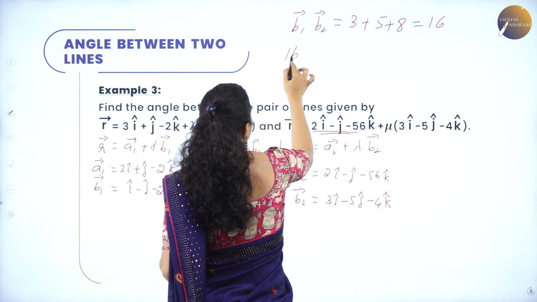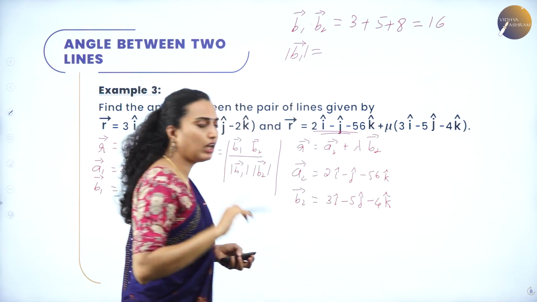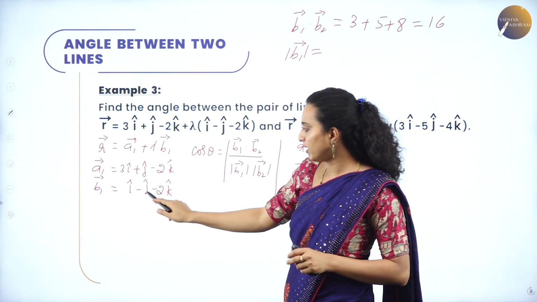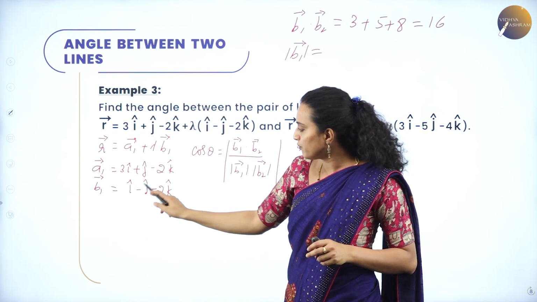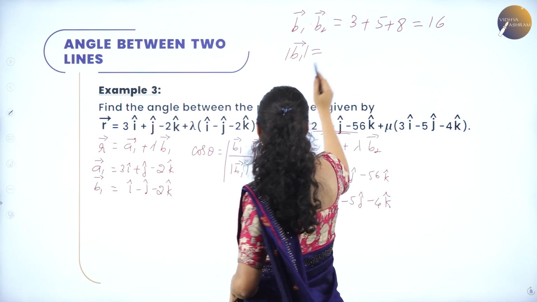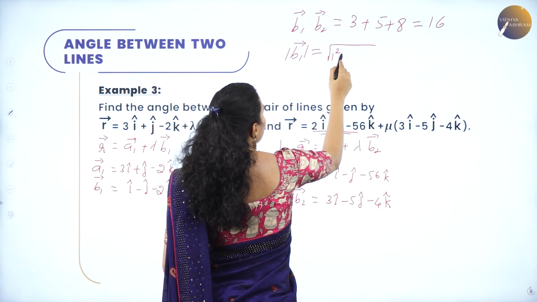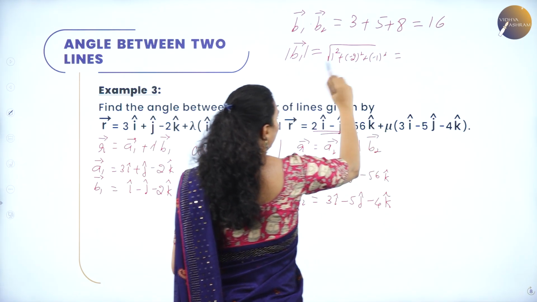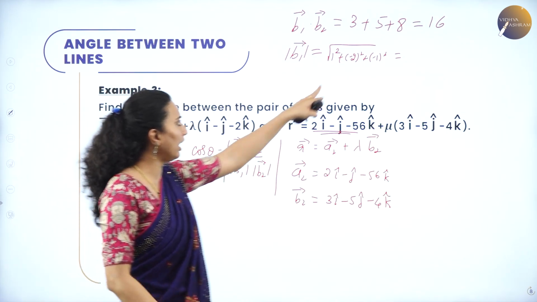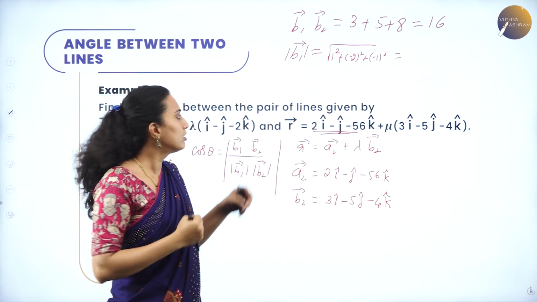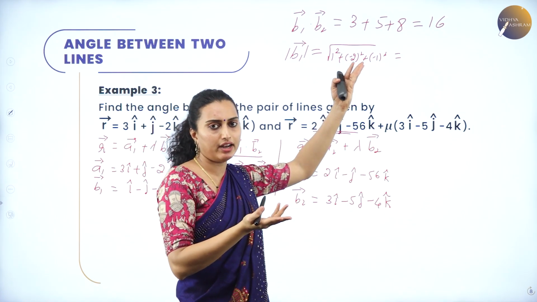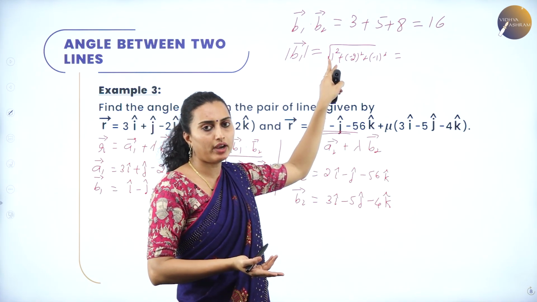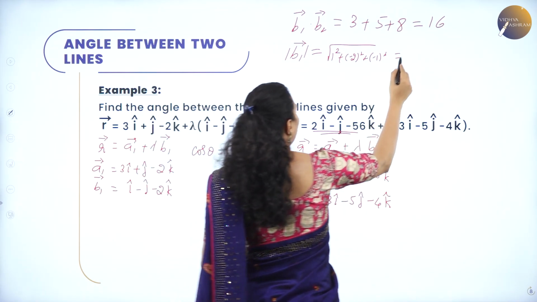So next you need to find out the magnitude of b1 vector, which is nothing but under the root of the same values of 1, minus 1 and minus 2: the coefficient of i, coefficient of j, coefficient of k. Which is nothing but under the root of 1 squared plus minus 1 whole squared plus minus 2 whole squared. So 1 squared plus 1 squared is 2, 2 plus 2 squared, which is 4, 2 plus 4 is 6. So under the root 6.